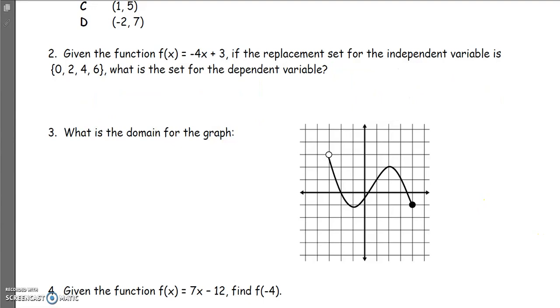So number 3 is asking for the domain for the graph. So domain would be my x values. Because this is a continuous graph, I just need to know what my endpoint values are. So this one is at -3. I'm going to do a less than. I'm not putting an equal to because this is an empty circle. And then domain is x. So again, a less than. And my highest end value, 1, 2, 3, +4. And because this end is on a filled-in circle, or a closed circle, it's going to get the equal to. So this would be my domain for this particular graph.